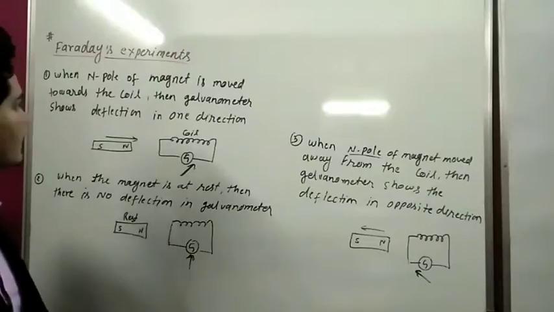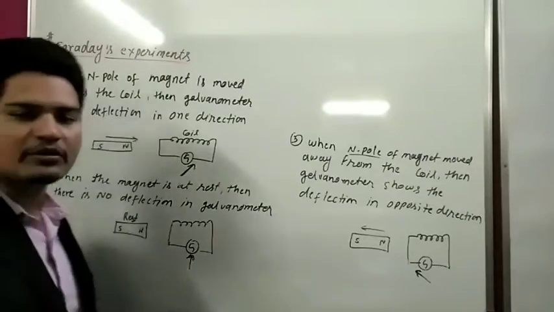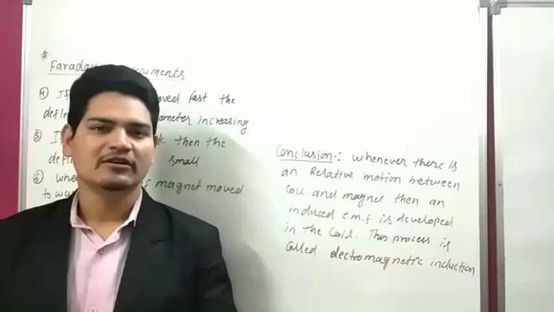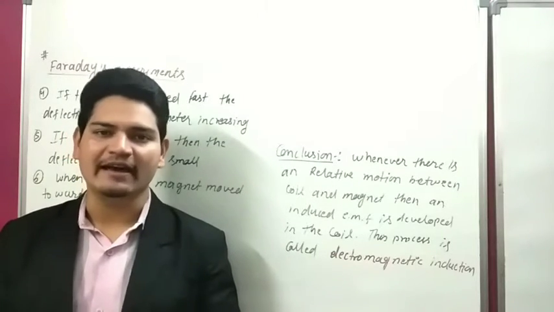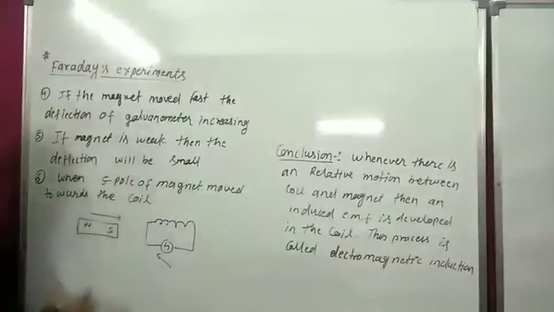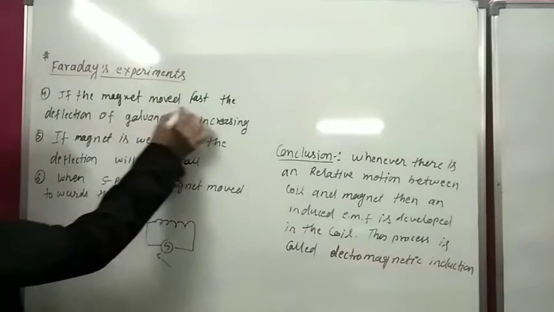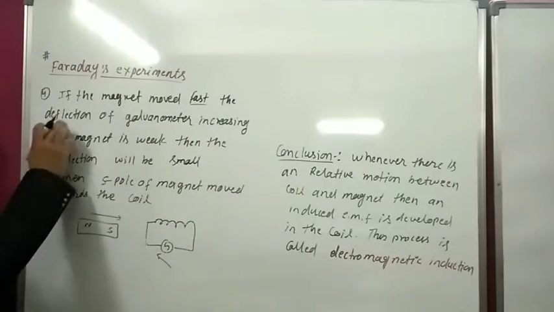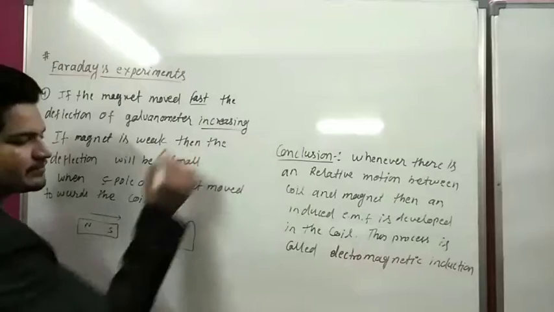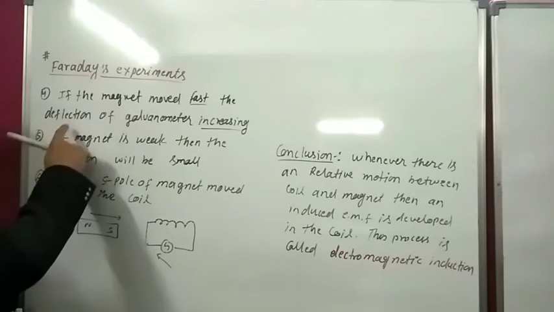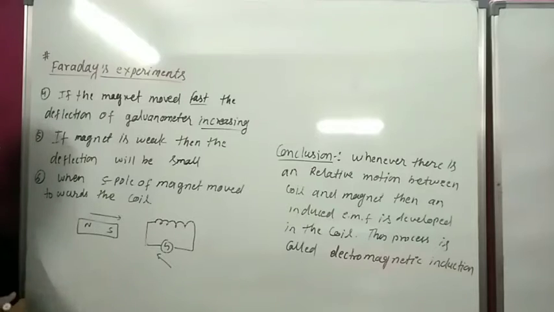And this is Faraday's law. You can write the fourth point of Faraday's experiment. Fourth point: if the magnet moves fast, then the deflection of the galvanometer increases. When the magnet moves slowly, then the deflection of the galvanometer decreases.